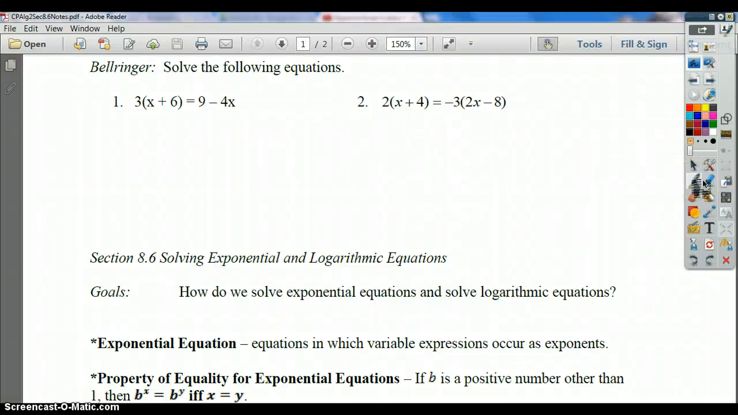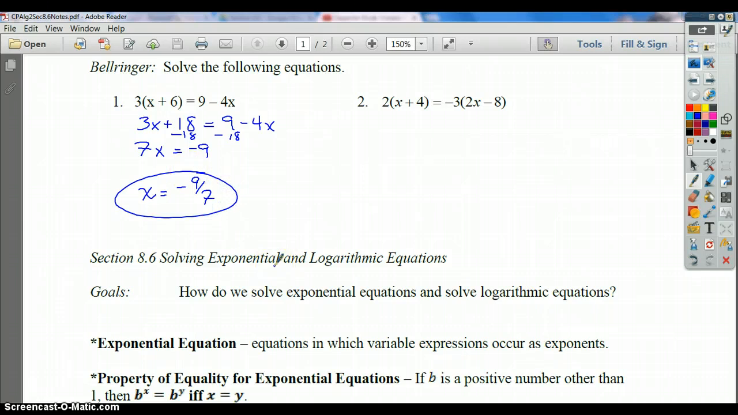Alright, we've got 8.6 here, so I'm just going to walk you through this, hopefully slow and steady, but we know how I work. So first thing I'm going to do is distribute this 3x in, a little bit of a review here. I'm going to add 4x over, get 7x, and subtract 18 over, and get negative 9. So it looks like x is going to be negative 9 over 7.